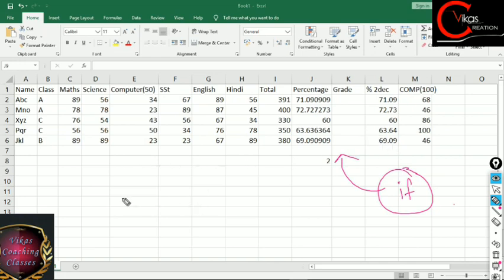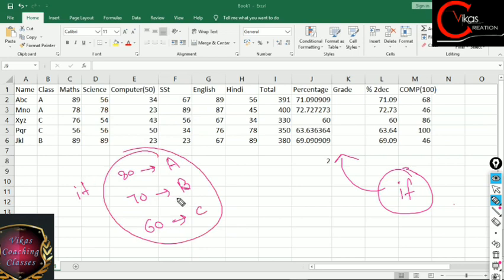suppose we want to set a criteria like if child is getting more than 80%, then he will get A grade. If he is getting more than 70% and less than 80, then he will get B grade. If he is getting more than 60% but less than 70, then he will get C grade. Suppose we have to apply these conditions here.